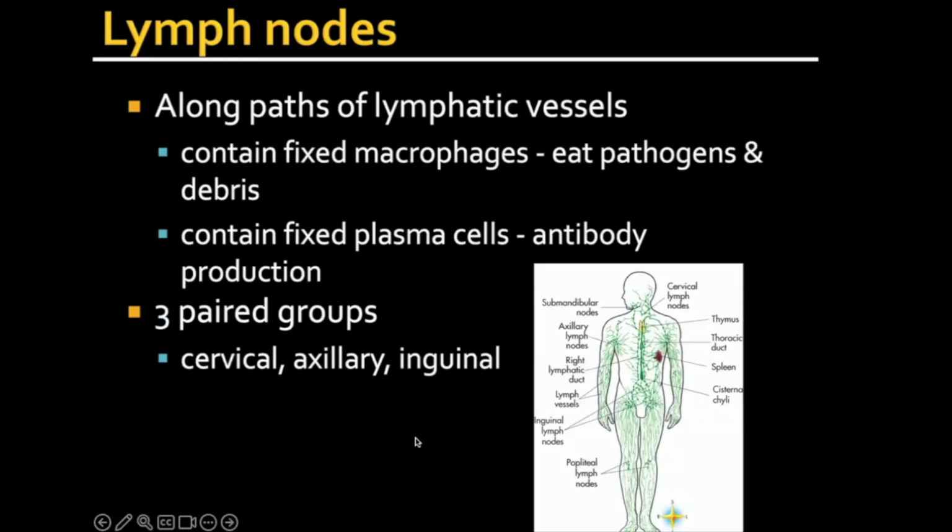They contain fixed macrophages. Those are white blood cells that eat pathogens and debris. So if some sort of infection comes through or some sort of toxin, the macrophages, remember macro is big, phage means eat. These are large eaters. They're going to destroy and eat them. There's also fixed plasma cells in the lymph nodes, and that is where antibodies are produced.